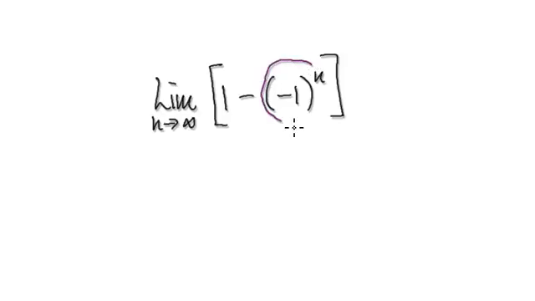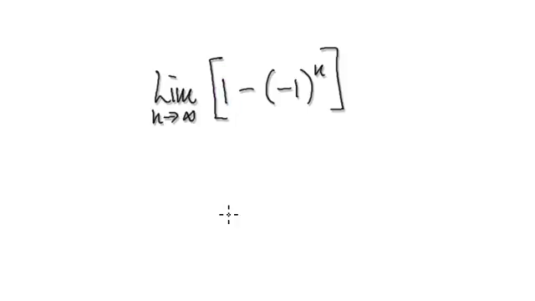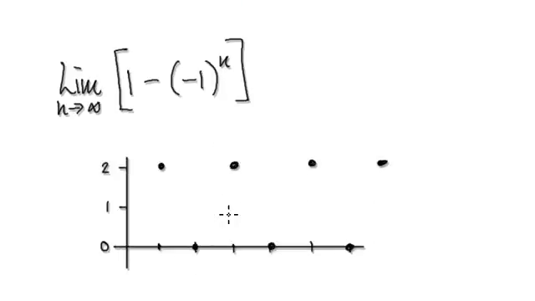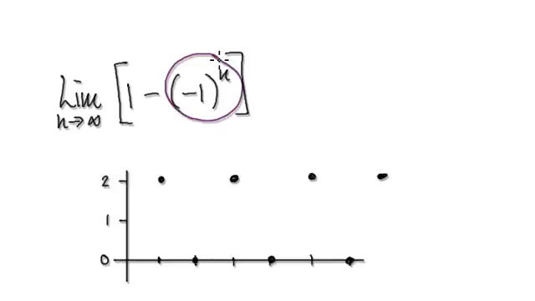So learn to just glance at this bit here. You can see that this bit here will just oscillate between -1, 1, -1, 1, -1, 1, and so on. It's just going to jump back and forth between 1, -1, 1, -1, and so on. So this bit here is going to be add 1, take away 1, or add 1, take away 1, and so on.